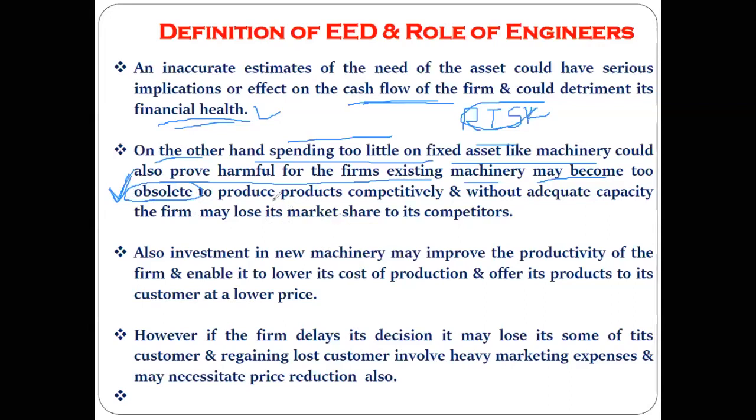the new machine. So on the other hand, spending too little on a fixed asset like machinery could also prove harmful for the firm. Existing machinery may become too obsolete to produce the product competitively, and without adequate capacity the firm may lose its market share to its competitor. If you keep producing your product with old machinery, can you satisfy your customer? Tell me.